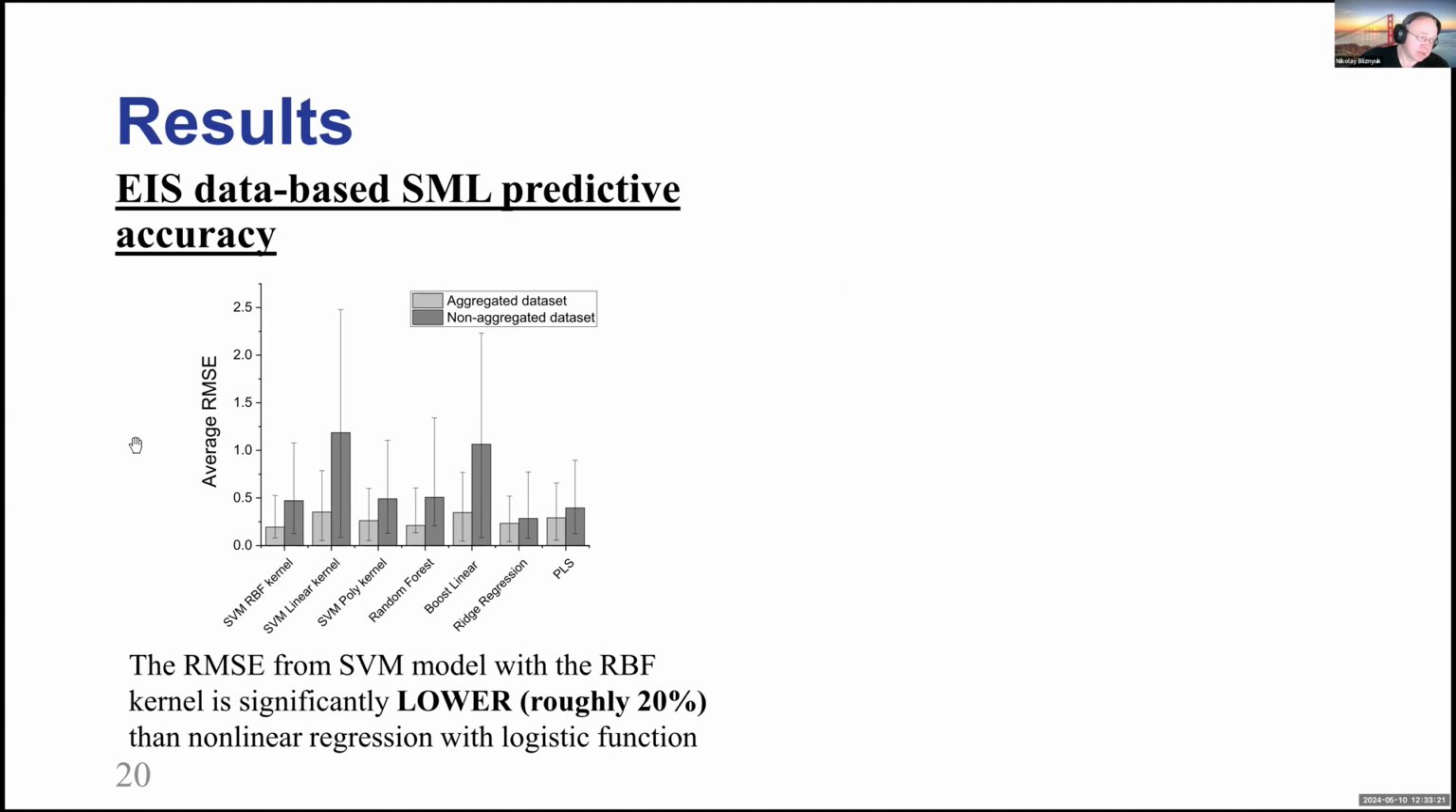What we have here is average root mean squared error values, as well as the corresponding confidence intervals for those. What we see is that some of the better statistical machine learning models significantly improve over the conventional approach, which is the nonlinear regression with logistic regression function. So the improvement is about 20%, and that is statistically significant.